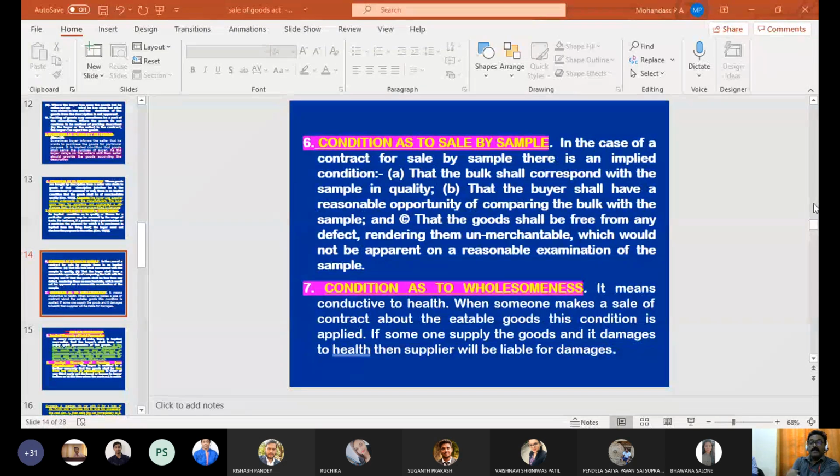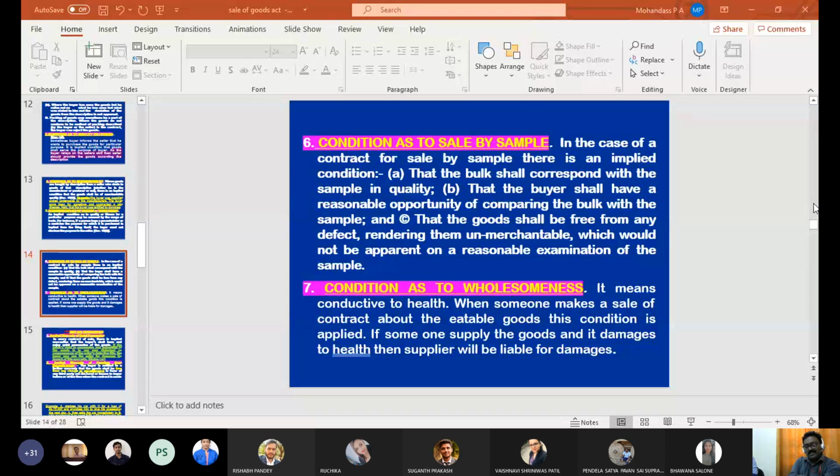Here, there is only one important question left now. What are the rights of an unpaid seller? Who is called an unpaid seller? The buyer bought the product, but he has not paid money to him. What are the rights of an unpaid seller? That is the only important question. Otherwise, implied condition, implied warranty. If you know implied condition, you will understand implied warranty.